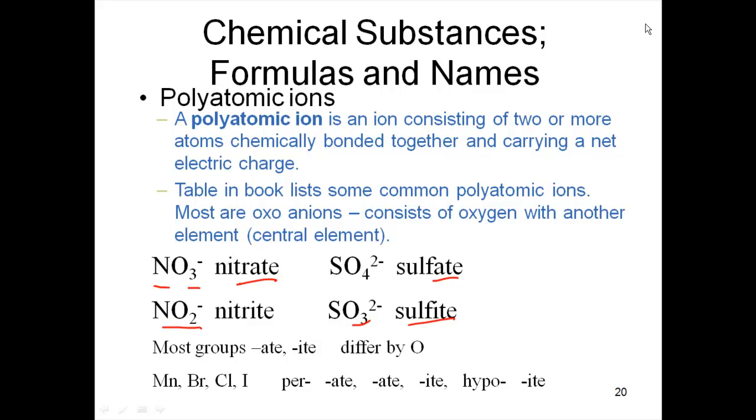Now there are several groups, the bromine, chlorine, and iodine, that go a little further. They've got 2 extra groups. You've got per-ate, -ate, -ite, hypo-ite. Basically, say ClO4-. That's referred to as your perchlorate.